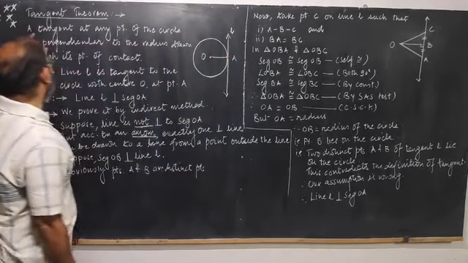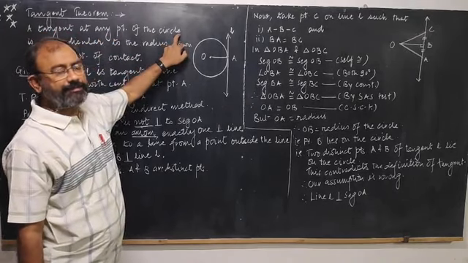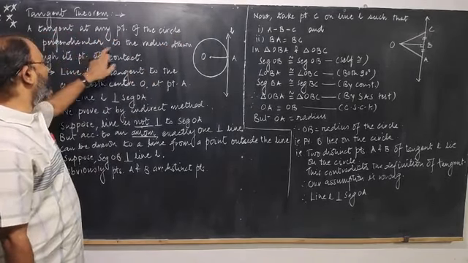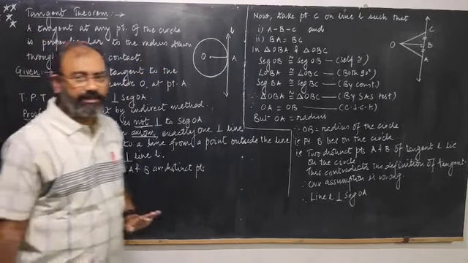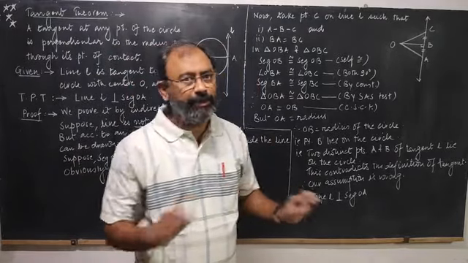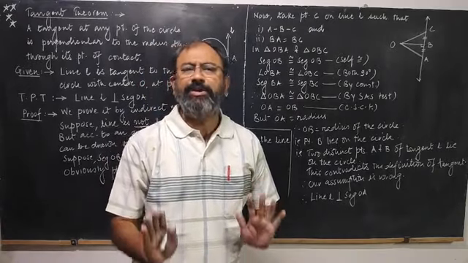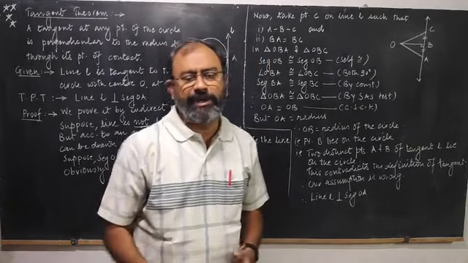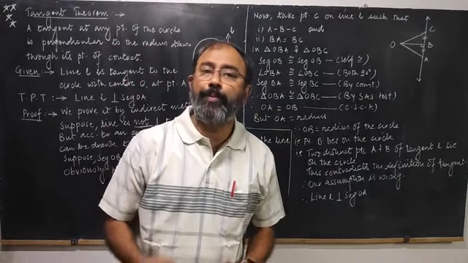Okay. So the statement is: a tangent at any point of the circle is perpendicular to the radius drawn through its point of contact. The radius drawn through its point of contact. In short, we say that a tangent is always perpendicular to the radius. This is the short explanation of the theorem. The detailed explanation I have already explained. Now we want to prove it.